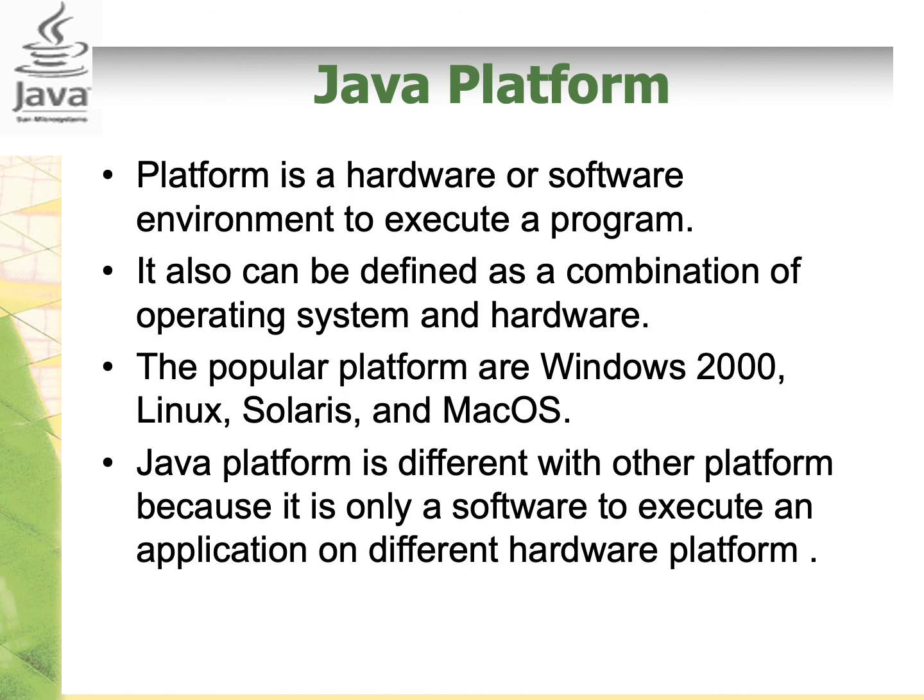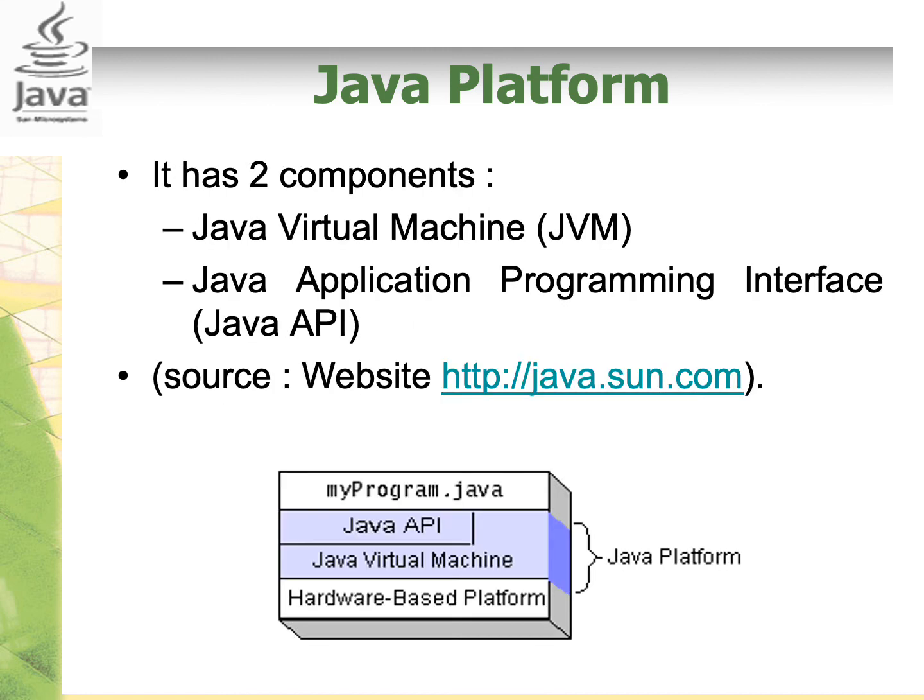Java platform. Java is different from other platforms because it is only software to execute an application and it can be run on different hardware. So that's why Java is platform independent. Java has two components, the JVM and also the Java API. It can run on any platform without the need to recompile.